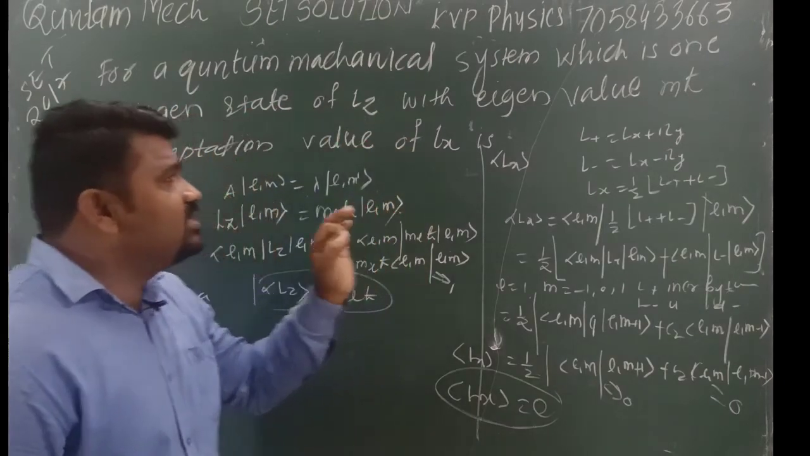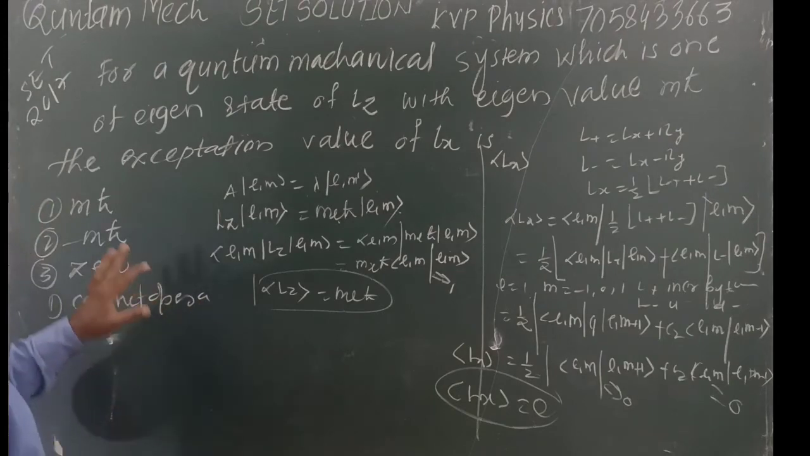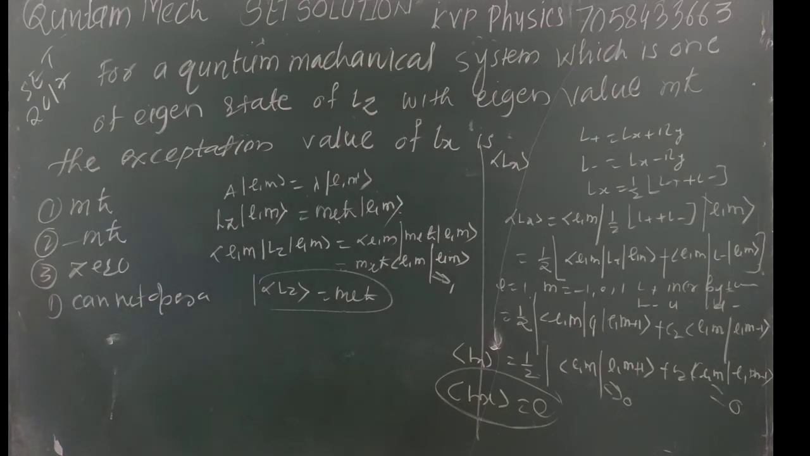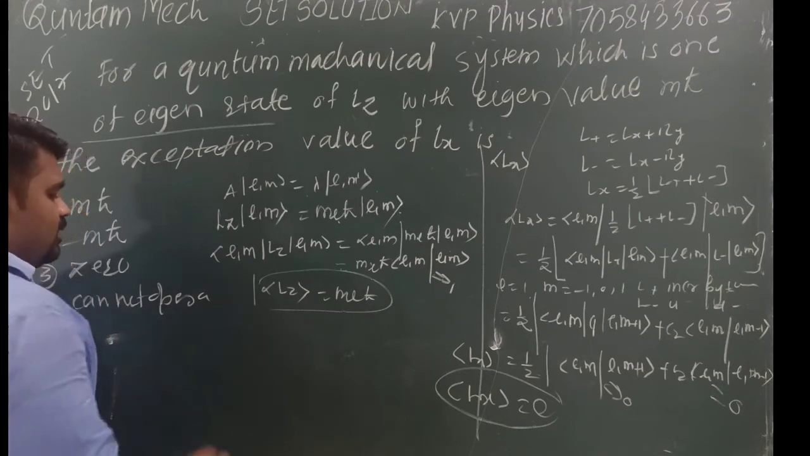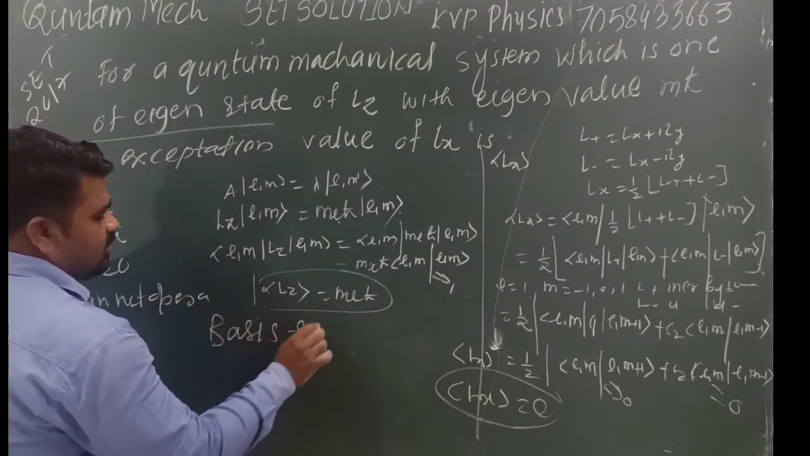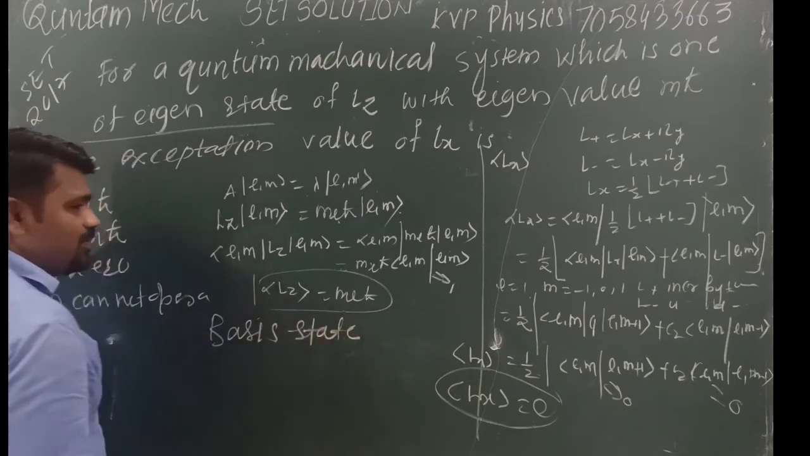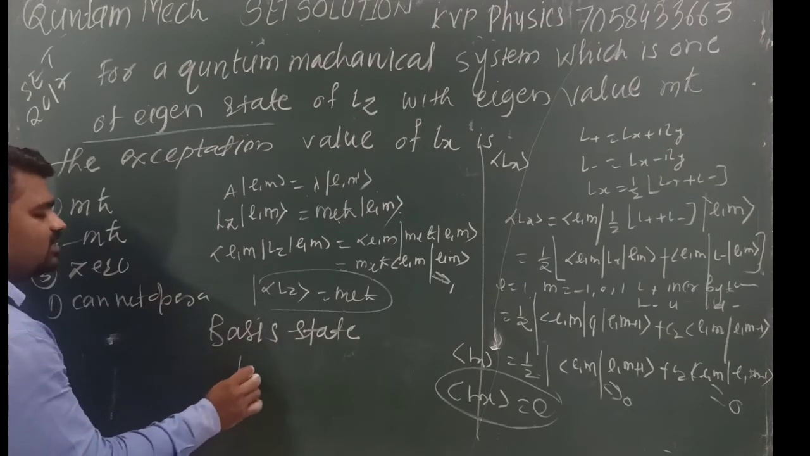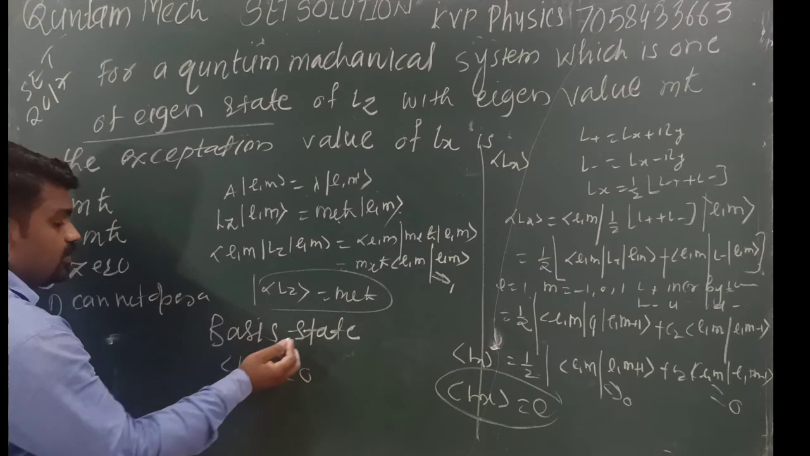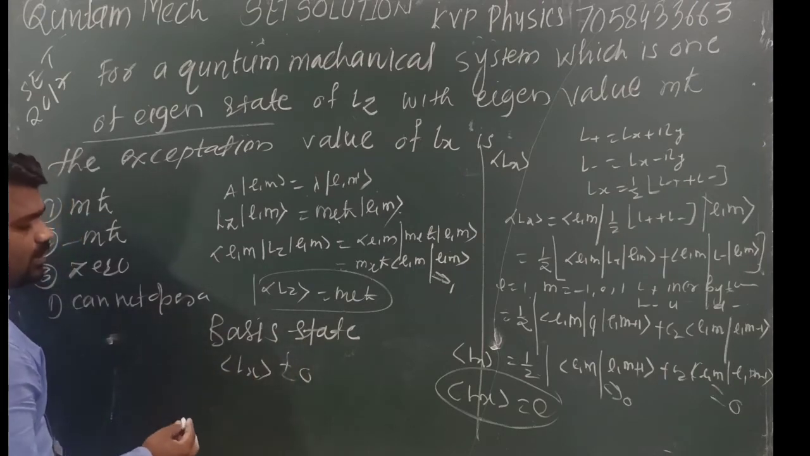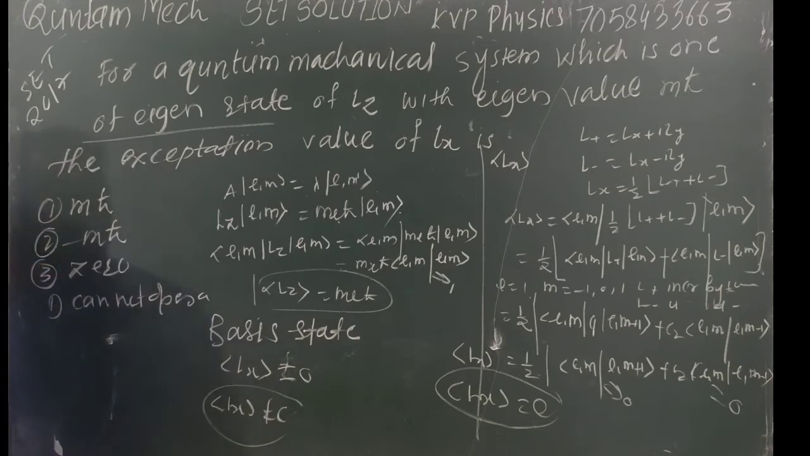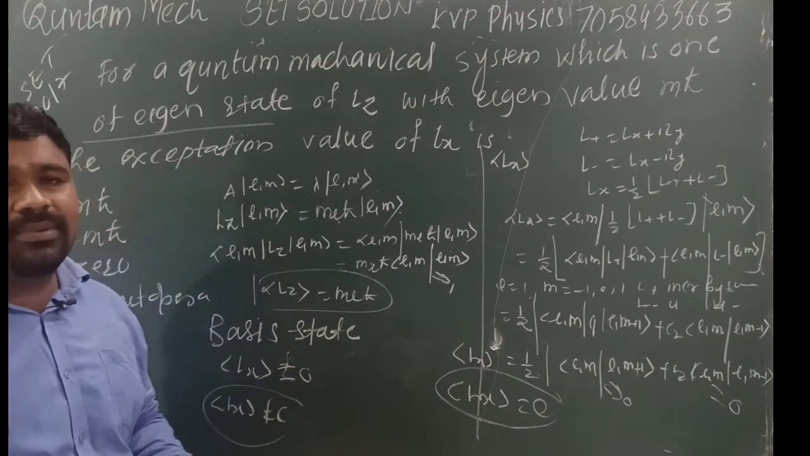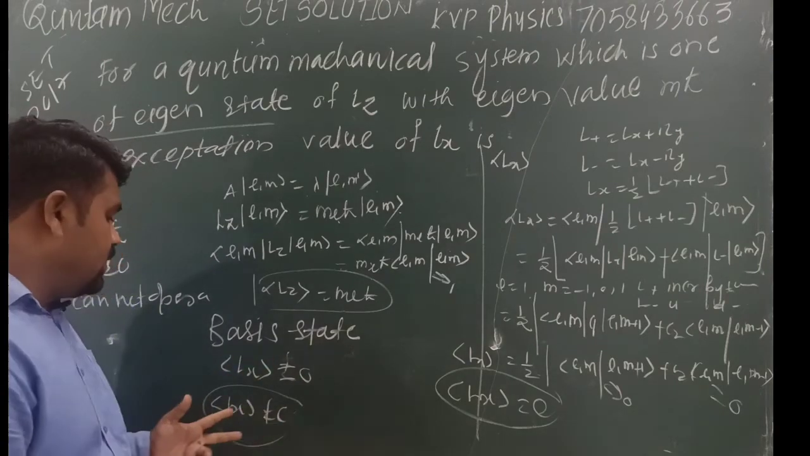Quantum mechanically, for a system which is one of the eigenstates of Lz with an eigenvalue, the expectation value of Lx is 0. One of the eigenstates means here they mentioned a basis state, understood? A basis state means our Lx operates on the basis. Then and only then the expectation of Lx is equal to 0. If we do not operate on the basis but on another system, then Lx is not equal to 0. Regularly we can see which state is known as a basis state and which is not, for which Lx is equal to 0, and for which case Lx is not equal to 0.